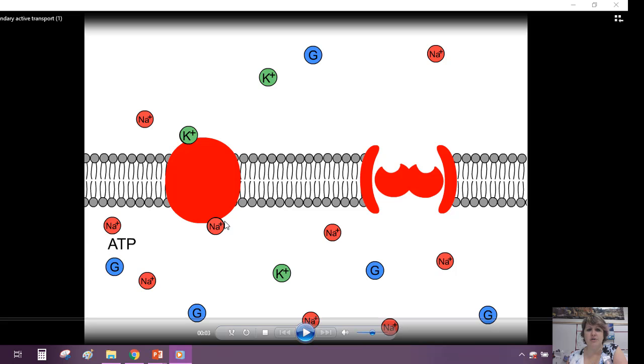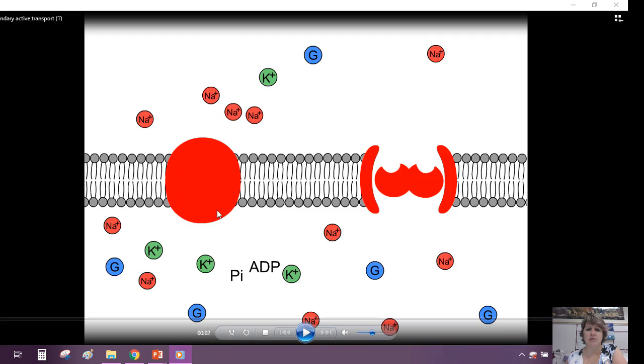And after 3 sodiums, you can't see them because they're stacked on top of each other, and 2 potassiums join, then the ATP comes over and binds. And when the ATP binds to the sodium-potassium pump, that allows the molecules to switch in reverse direction and be released. And then you'll notice here that our ATP, adenosine triphosphate, has split into ADP and a free phosphate ion. And then our sodiums are released to the extracellular surface, and our potassiums are released to the interior.